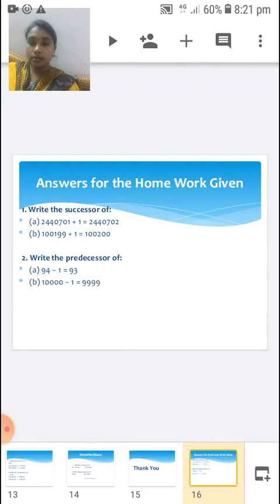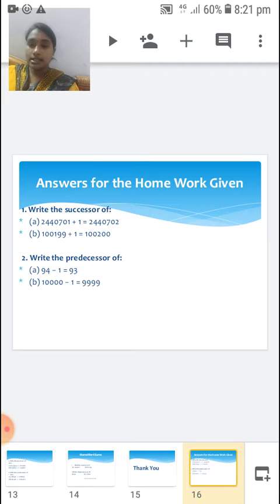The second sum we have is: write the predecessor of 94. So what is the predecessor of 94? The number which comes before 94 is the answer. So how will you find it? Using minus 1. So 94 minus 1 gives you 93. It's a very simple sum, isn't it?